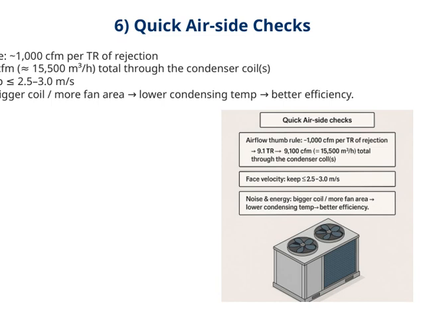First, there's the airflow thumb rule, roughly 1,000 cubic feet per minute, or CFM, per ton of rejection. So, for example, if you have about 9.1 tons, that translates to approximately 9,100 CFM, which is around 15,500 cubic meters per hour, flowing through your condenser coils.